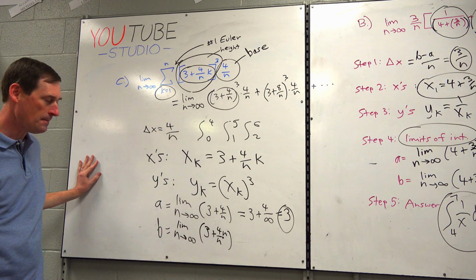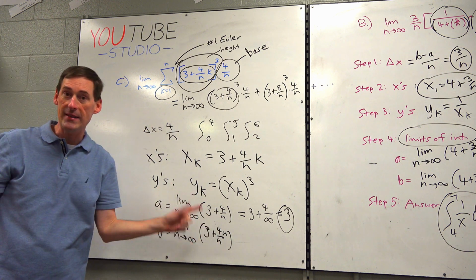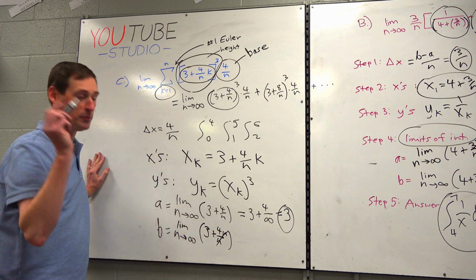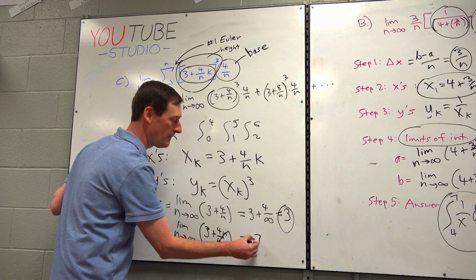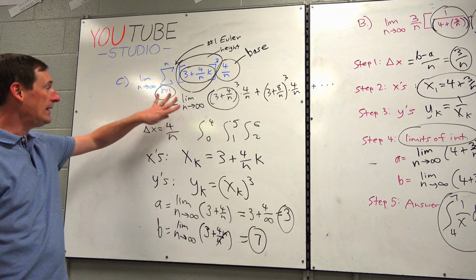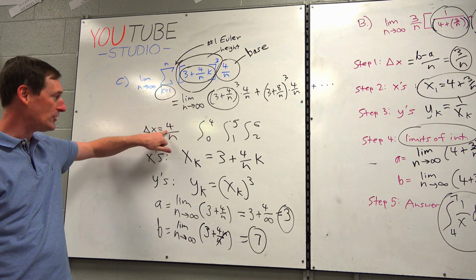Okay, times the n. If you plug in infinity this time, you get infinity over infinity, indeterminate, but you can cancel your n's. 3 plus 4 is 7, again, just like over there. Aha, we're integrating from 3 to 7. Is that a gap of 4? It is a gap of 4, yes.